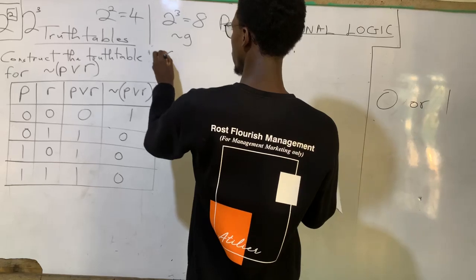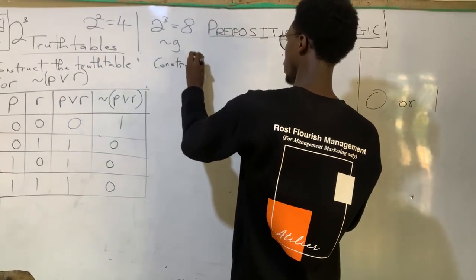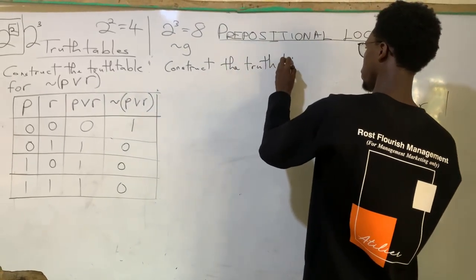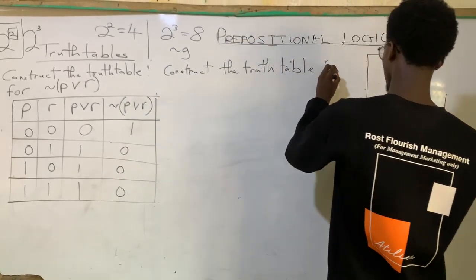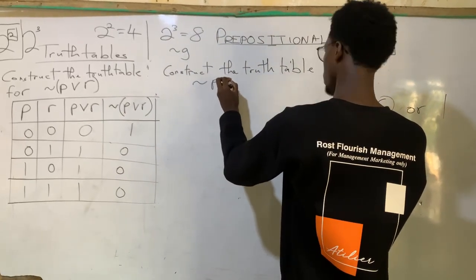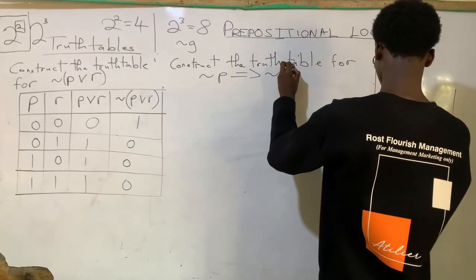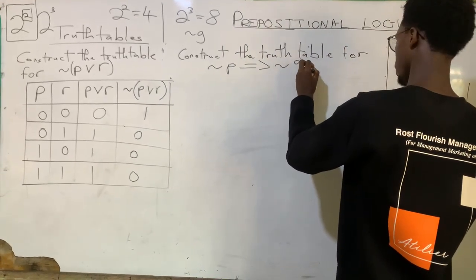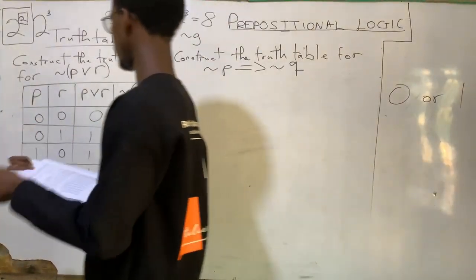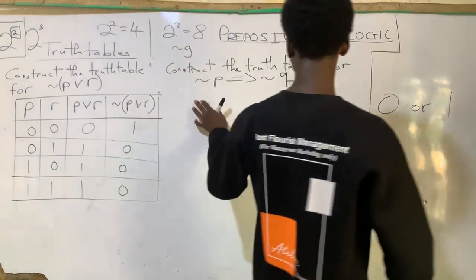So construct the truth table for not P implies not Q. So we should construct this truth table.